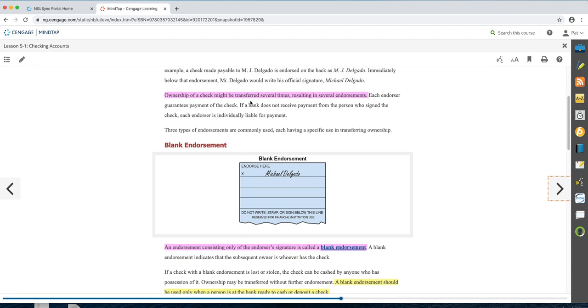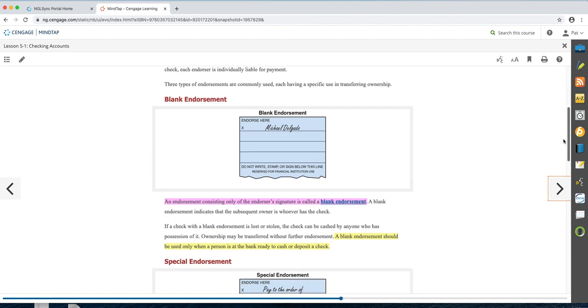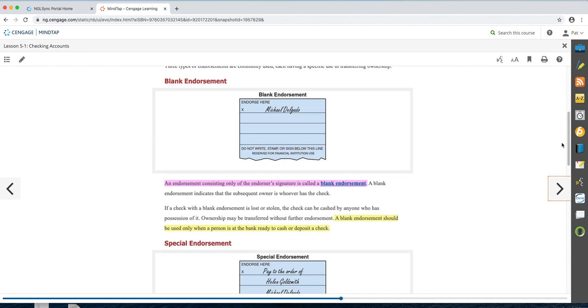Ownership of a check can be transferred several times. We're going to get into that. That's what we say with the special endorsement. But they give you the first example, blank endorsement. Somebody wrote a check to Michael Delgado. He's endorsing it by signing Michael Delgado.